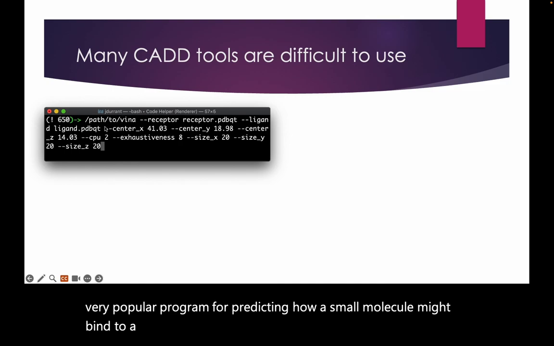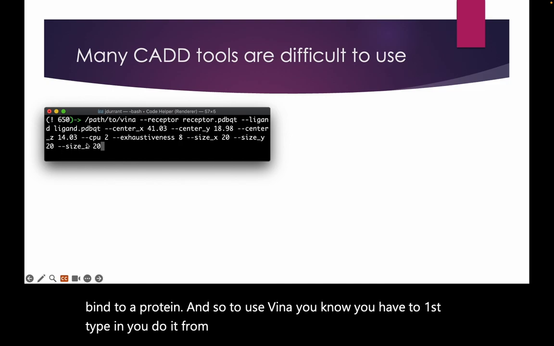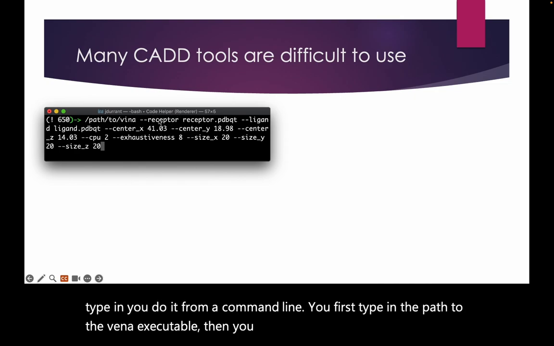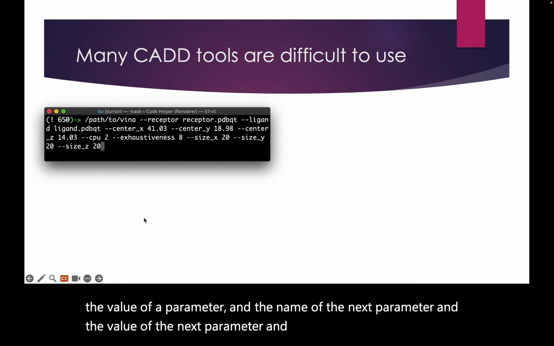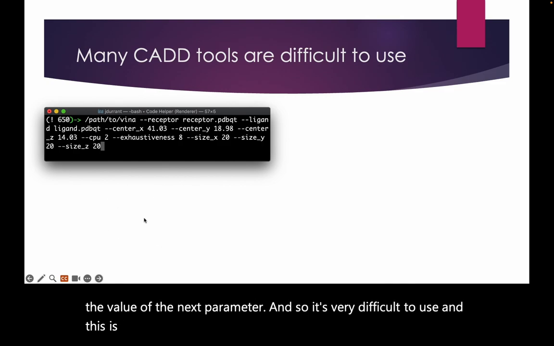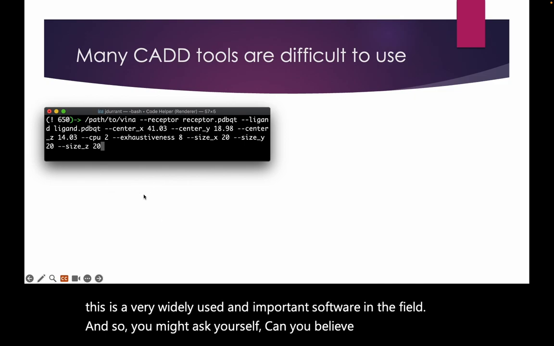To use Vina, you do it from a command line. You first type in the path to the Vina executable, then you type in the name of a parameter and the value of a parameter and the name of the next parameter and the value of the next parameter. And so it's very difficult to use. And this is a very widely used and important software in the field.